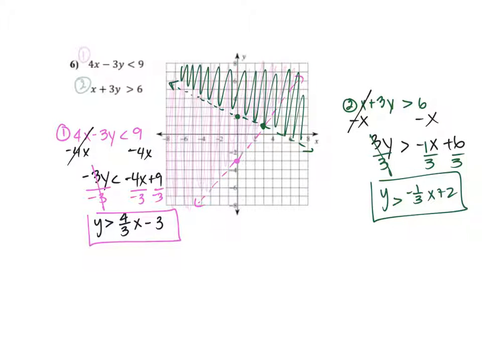And so it looks like my intersection is here, right? Notice how the green shows up and the pink. And so there we have our intersection.